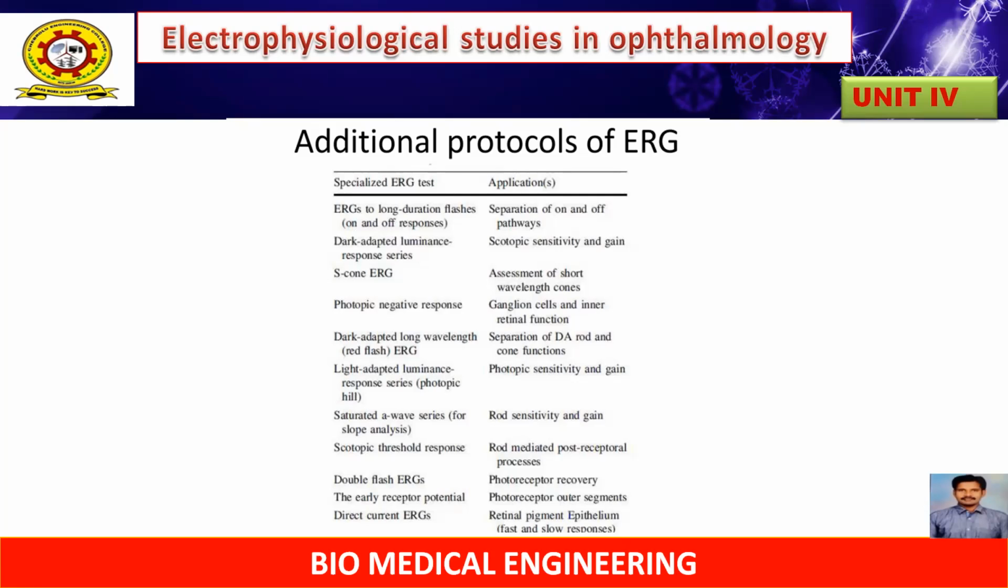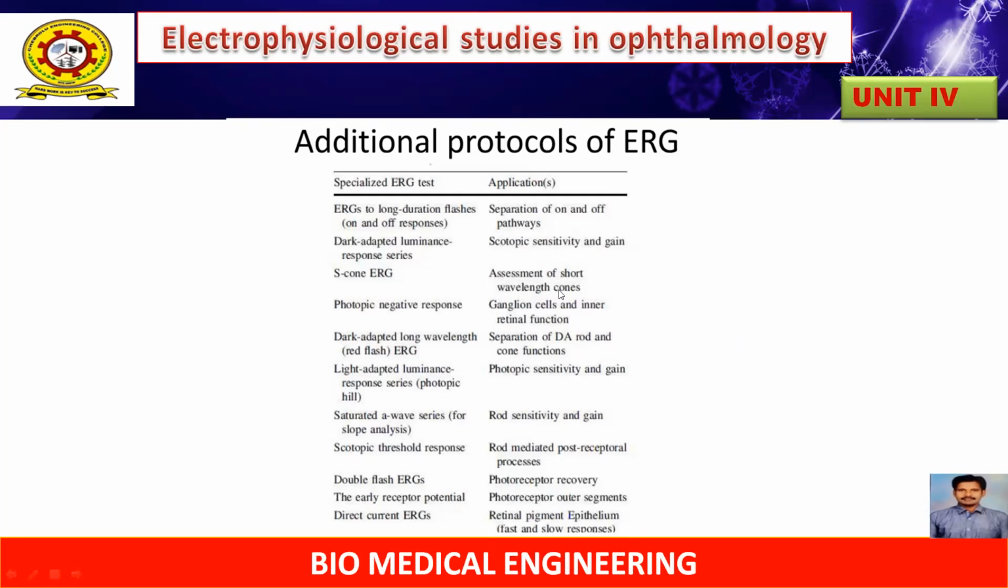Light adapting luminance. So what is the light adapting luminance? It indicates photopic sensitivity and gain. Similarly, this light adapting on the particular cone will be able to resemble or watch the photopic sensitivity and particular gain.